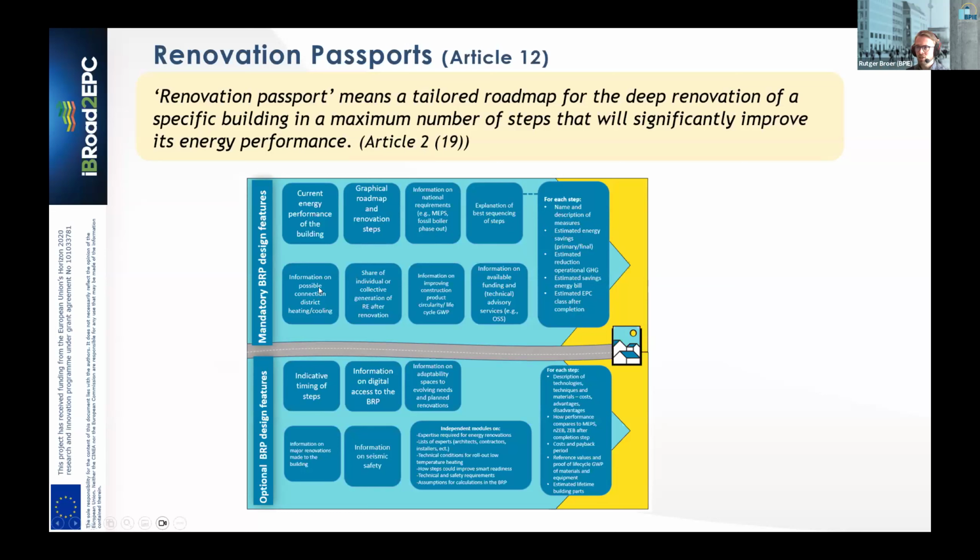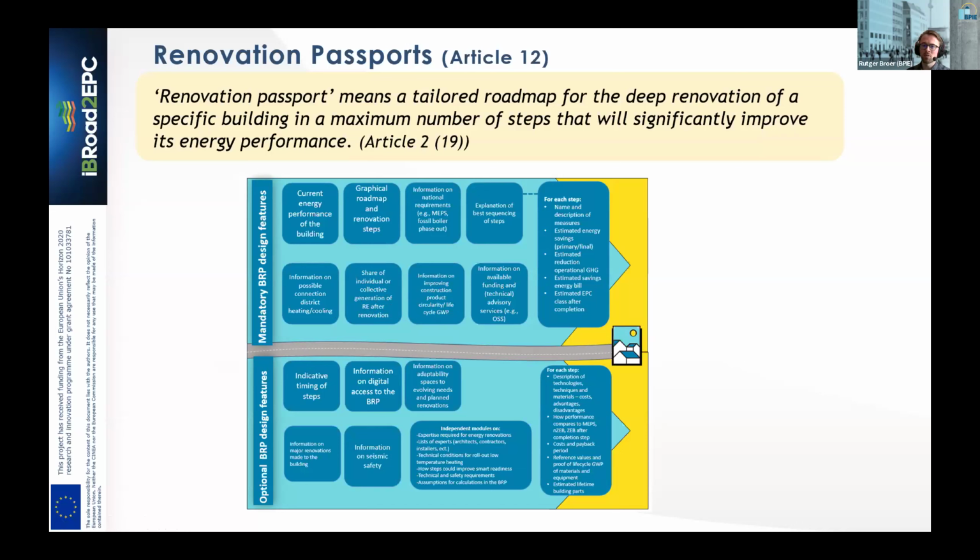Now, moreover, information on the possible connections to district heating and cooling systems should be provided. The share of individual or collective generation of renewable energy after the renovation, information on improving the construction product circularity, but also life cycle global warming potential if this information is available, and information available on funding.